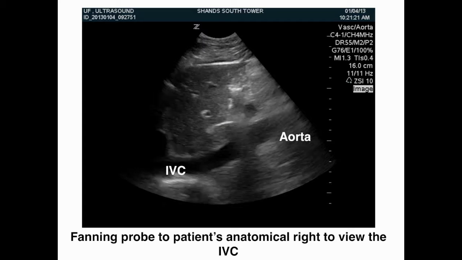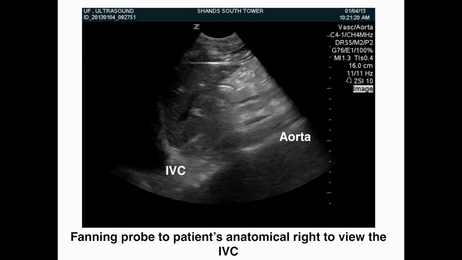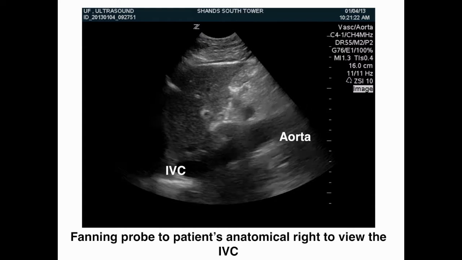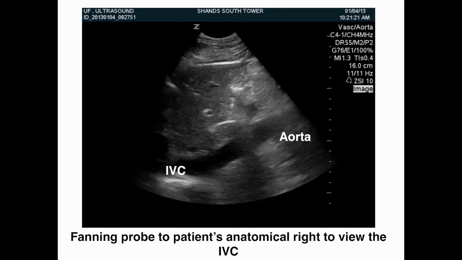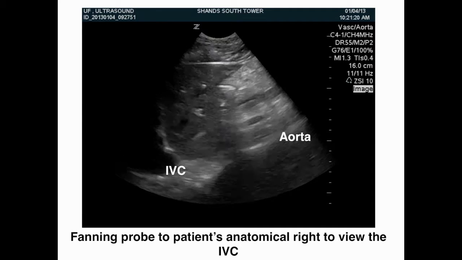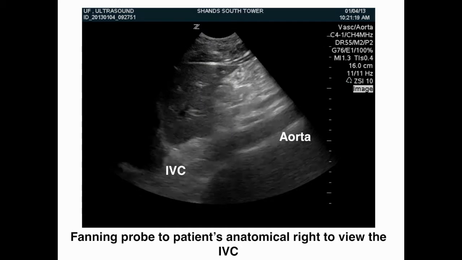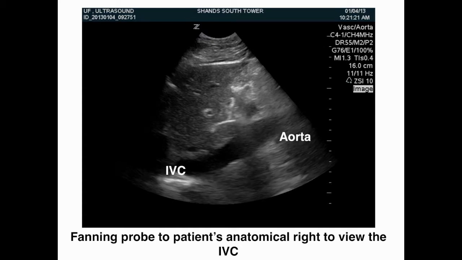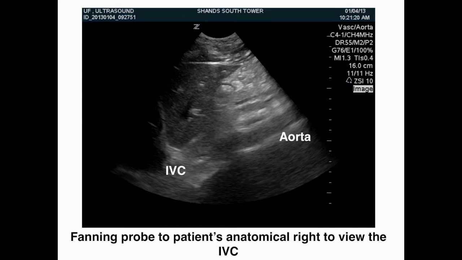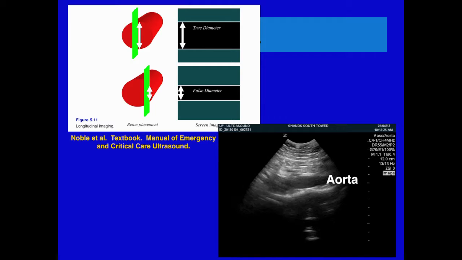A few other points: the inferior vena cava has liver visible on both sides of its borders in the long view, whereas the aorta does not. Another thing is that the longitudinal view of the aorta is important to find, but for measurement purposes, we would rather have the short axis view.